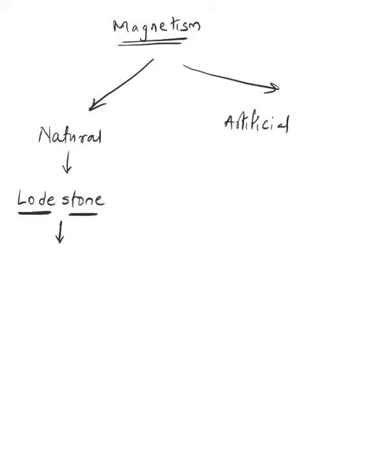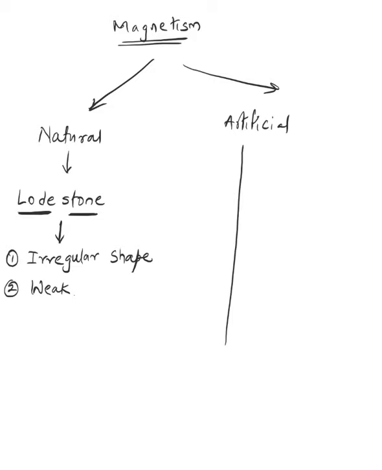This has got two disadvantages. Since this kind of magnet is a stone, it is of an irregular shape. You cannot have a defined shape like a bar, cylinder, or sphere. That is the first thing, irregular shape. The second problem is that these magnets are generally very weak. They are not very strong, so they may not be useful to us. Because of these disadvantages, we came up with artificial magnets.